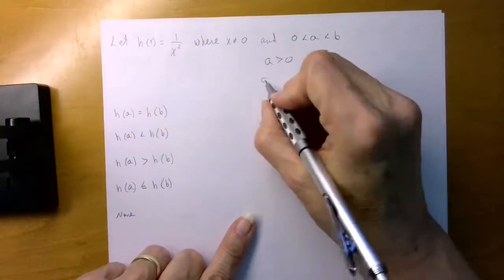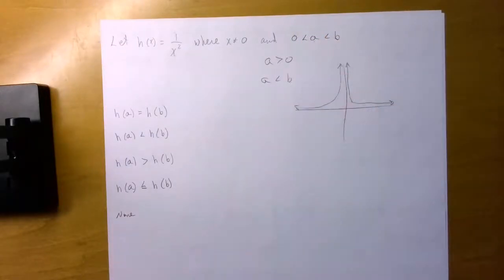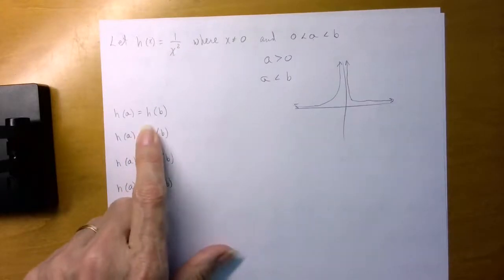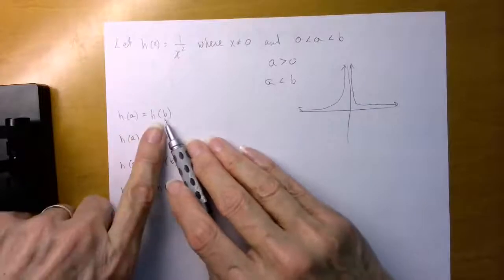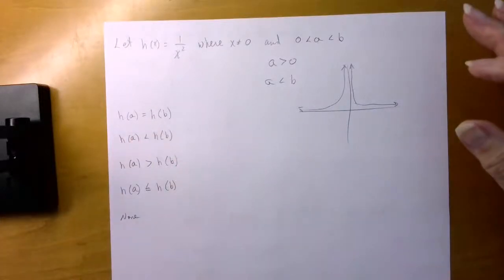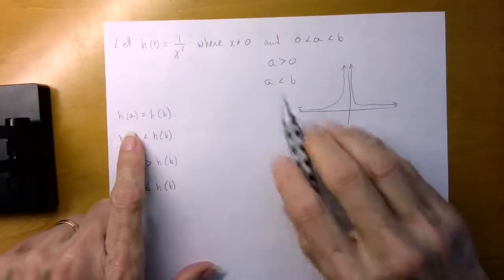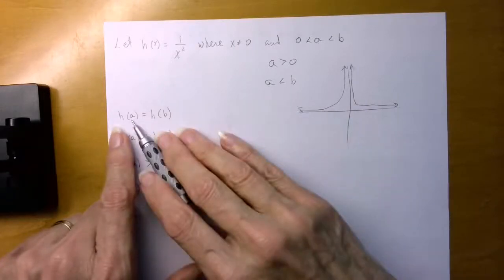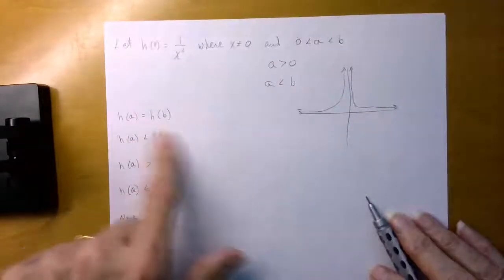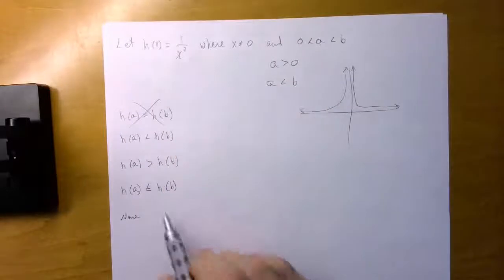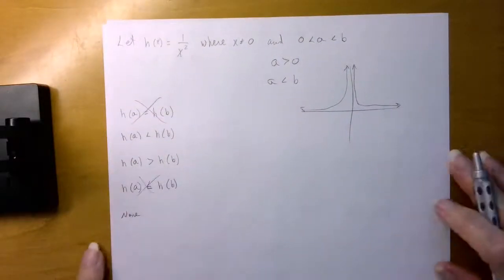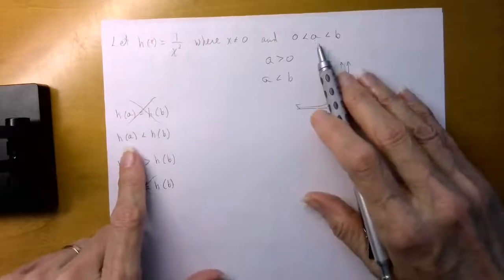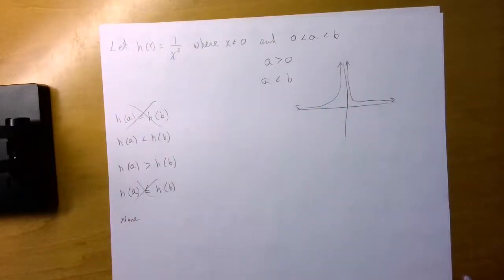So this guy right here, this is out. If a is less than b, h of a is not going to equal h of b, because a is less than b, and if I evaluate that function, that's not going to be equal. So that's out, and that's going to be out as well. So if a is less than b, so here's what, this is such a stupid question.